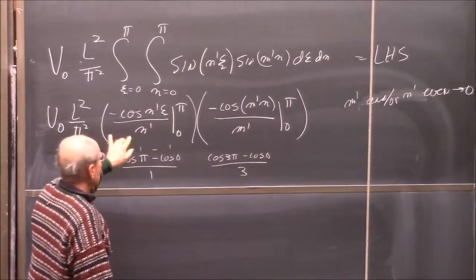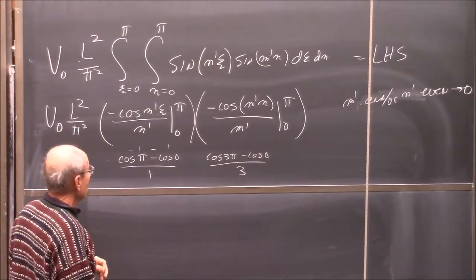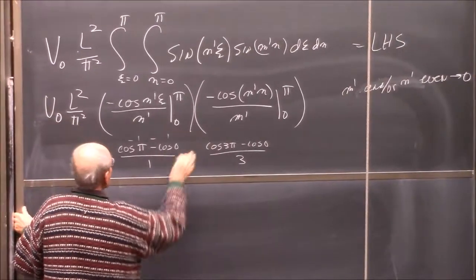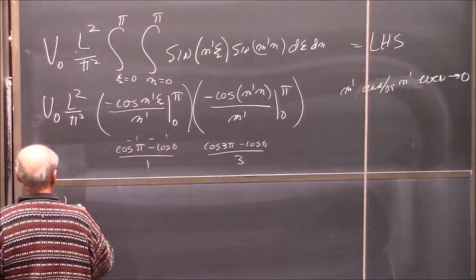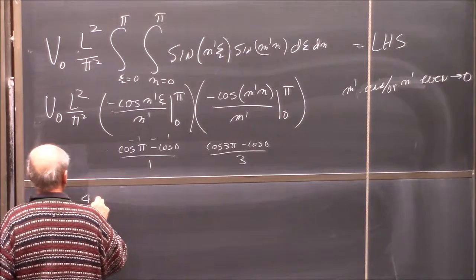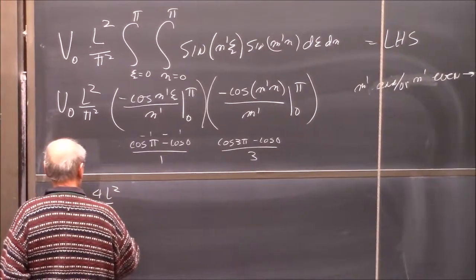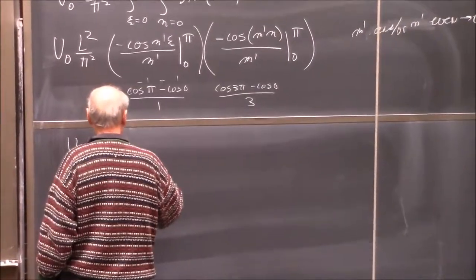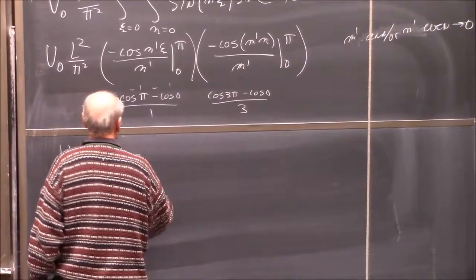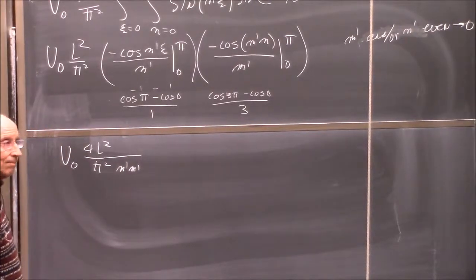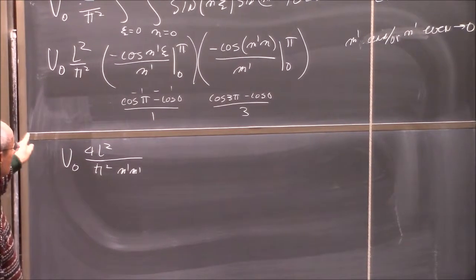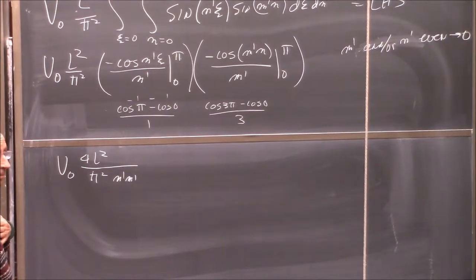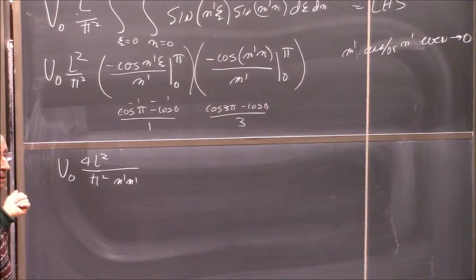So for a given value of n and m, you are going to get 2 twice, 1 from each of those. So you get b0 4 L squared over pi squared, and then you have n prime, m prime in the denominator. So that is the left-hand side of the equation. Everybody followed that?